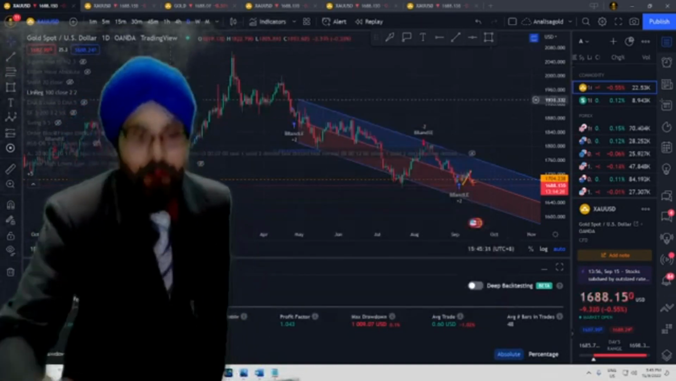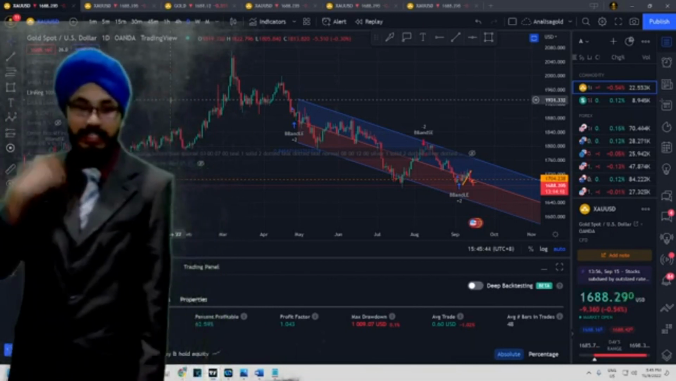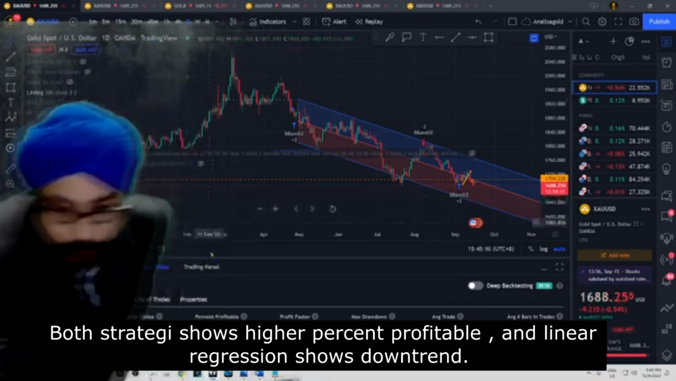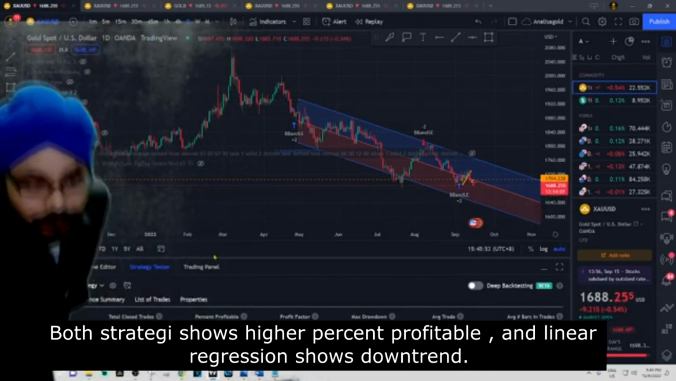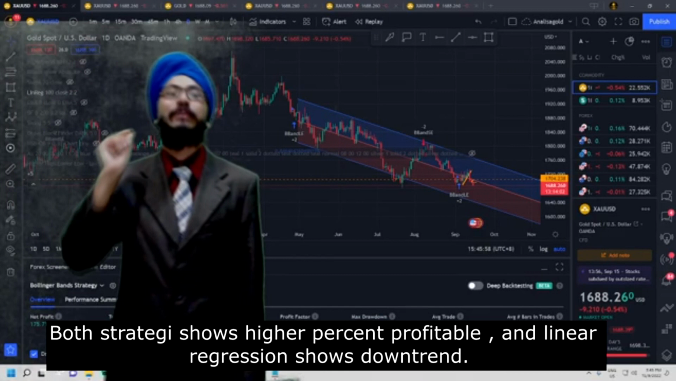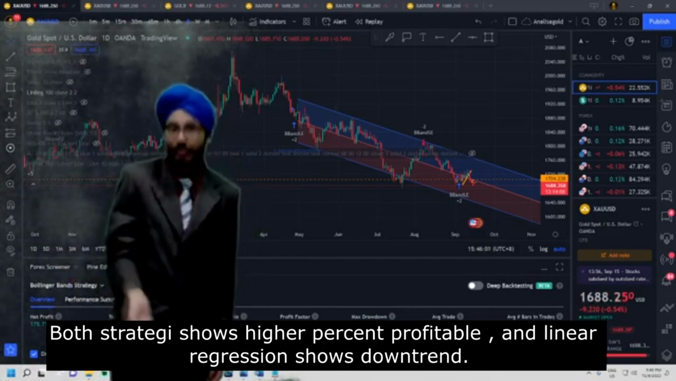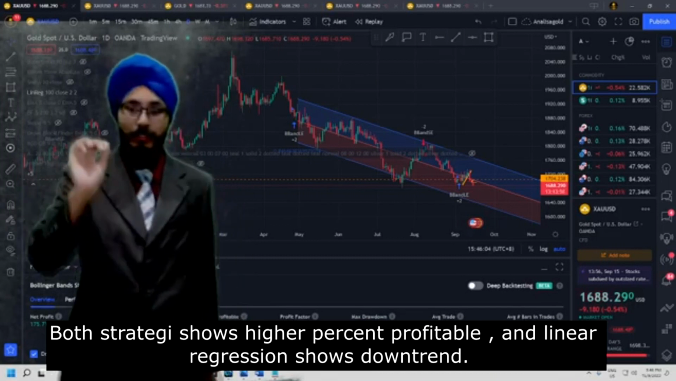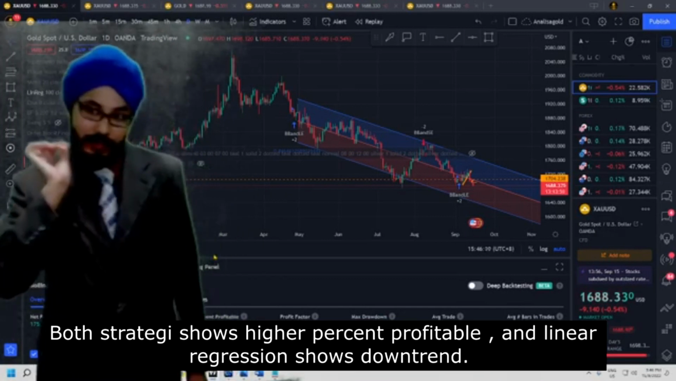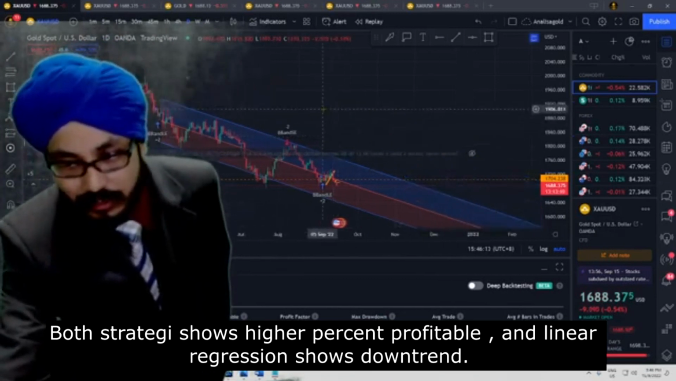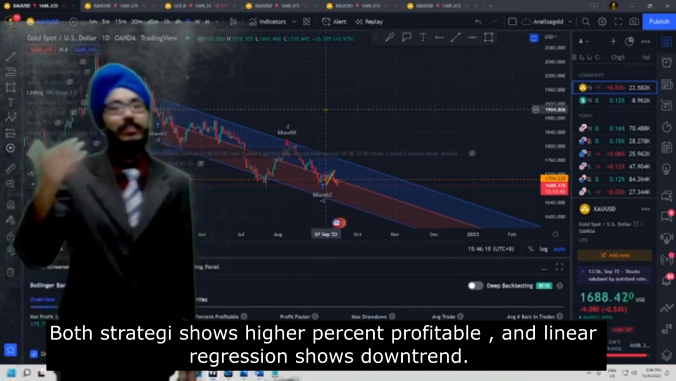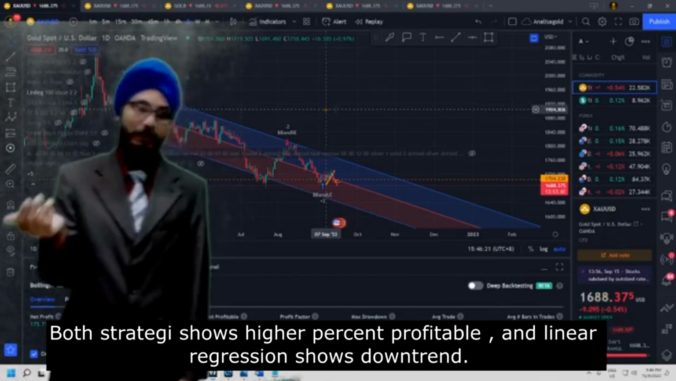For the Bollinger Band strategy, as you can see at daily, the percent profitable is 62.59. Most of the technical indicators being used in investing.com do not have linear regression. So I'm going to use linear regression here in order to see what the trend is. And as I can see over here, the trend is bearish. Thus this confirms my entry at the daily time frame.